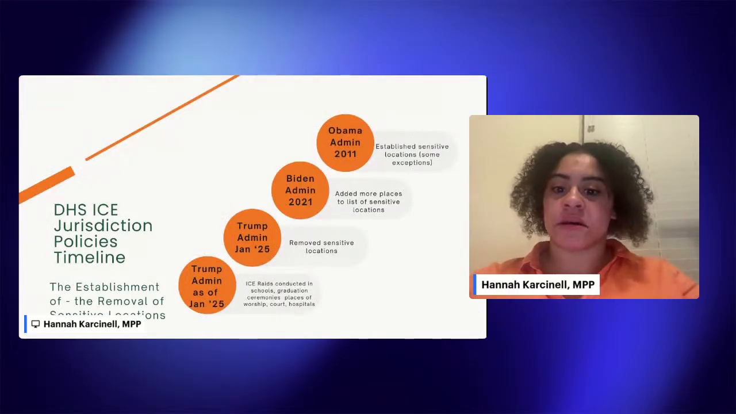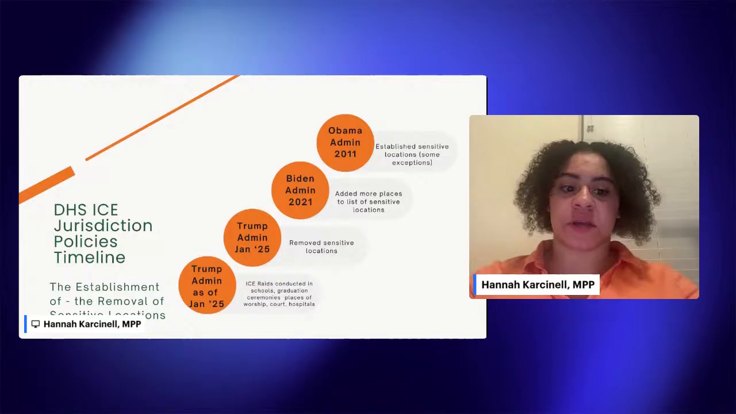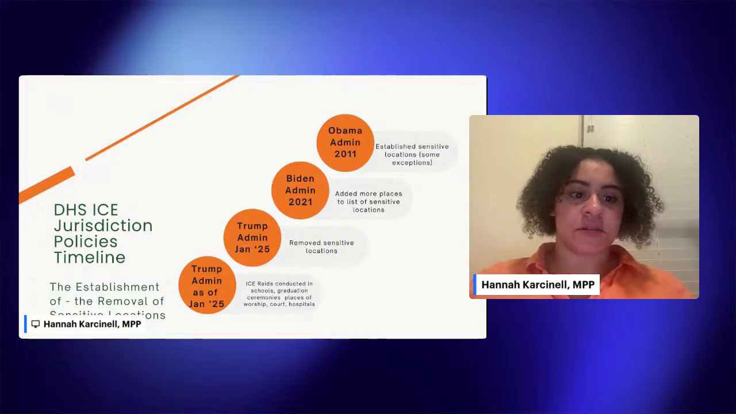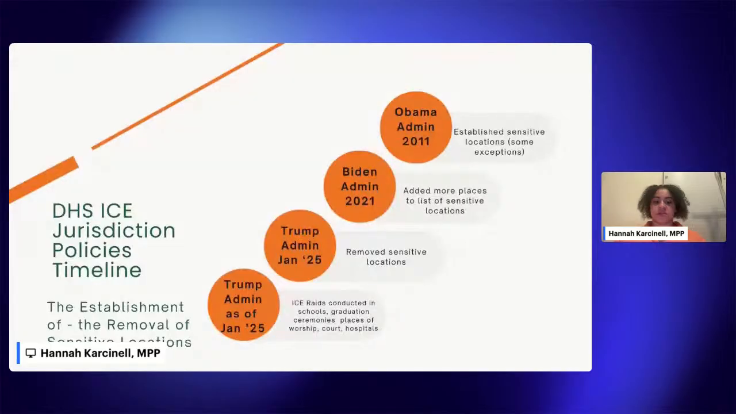So I went back into the different ICE jurisdiction policies, going from establishing sensitive locations to the removal of sensitive locations being protected from ICE's jurisdiction. The Obama administration in 2011 established sensitive locations with a few exceptions. The Biden administration in 2021 added more places to the list of sensitive locations. The Trump administration in 2025 removed sensitive locations. And as of January 2025, there have been a lot of ICE raids conducted in schools, at graduation ceremonies, places of worship, courthouses, and hospitals.